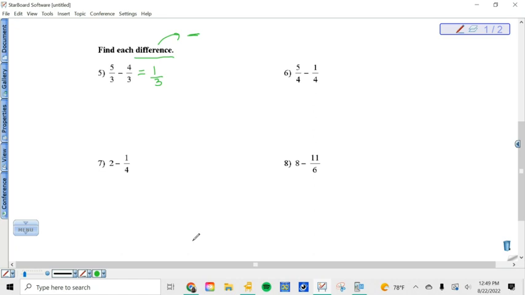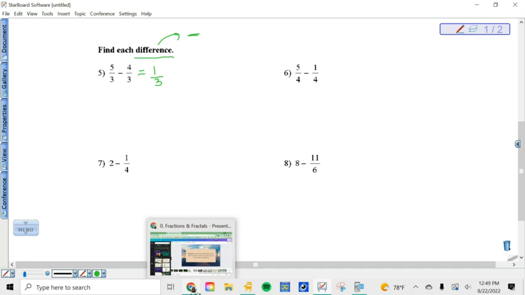Okay. Here we go. Next one, number 7. So I have 2 minus 1/4. That 2 is not in fraction form, right? It's a whole number. How do I make it look like a fraction?